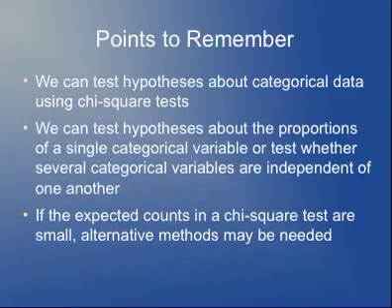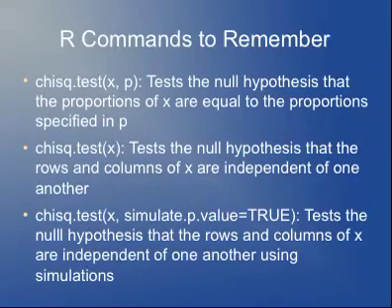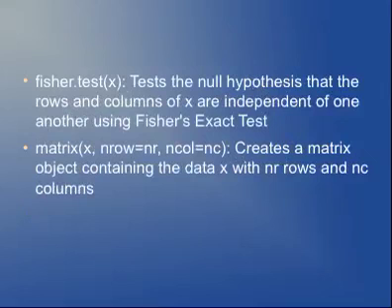Things to remember for today: we can test hypotheses about categorical data using chi-square tests, and you can test hypotheses about proportions of a single categorical variable or test whether a couple of categorical variables are independent. If your expected cell counts are small, then you can consider some alternative methods. And here's a list of some R commands for today, for simulated p-values, for Fisher's exact test, and for how to create matrices. Any questions about anything today?